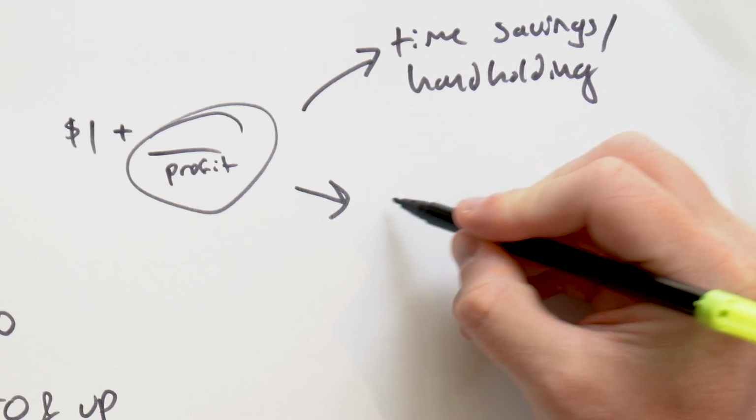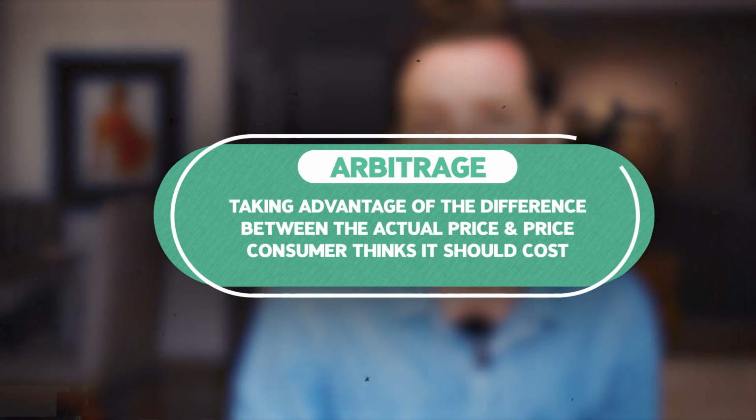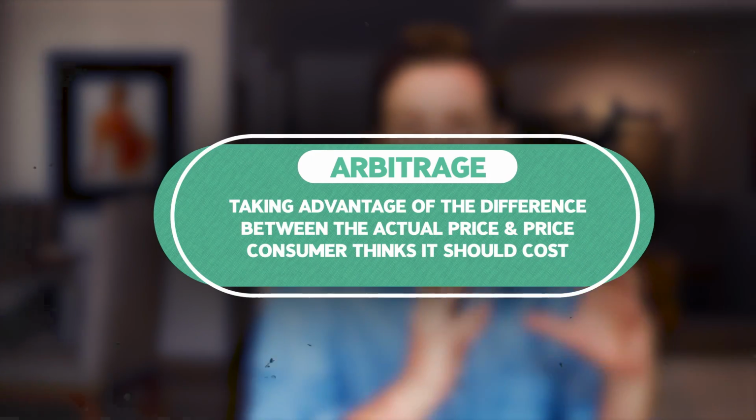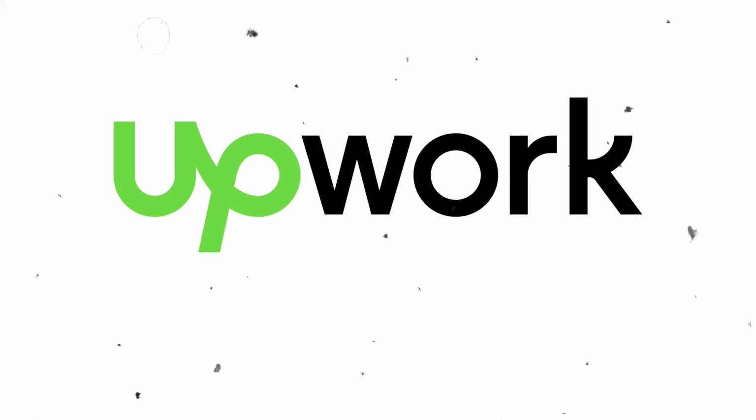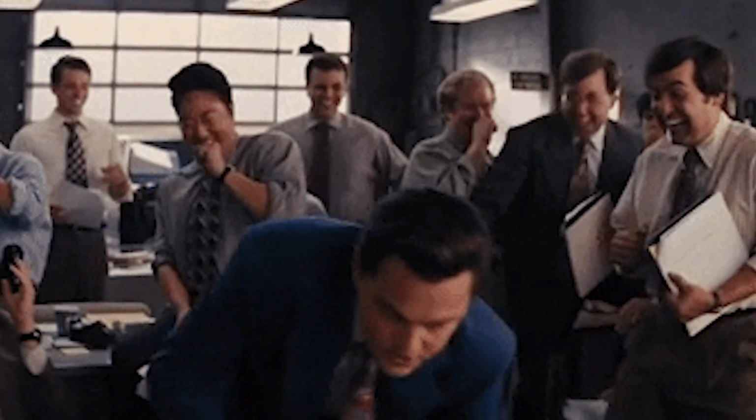Another way to do it is arbitrage. Arbitrage means taking advantage of the difference between the actual price and the price that the consumer thinks it should cost. So this will allow you to go on a platform like Upwork, for instance, and sell leads for $1 a lead because they don't know that a lead should be 50 cents. Or if you're on the bigger LeadShark packages, maybe you negotiate a crazy good enterprise deal and you get leads for 35 cents. Now you can sell them for 50 cents and still make money in between.